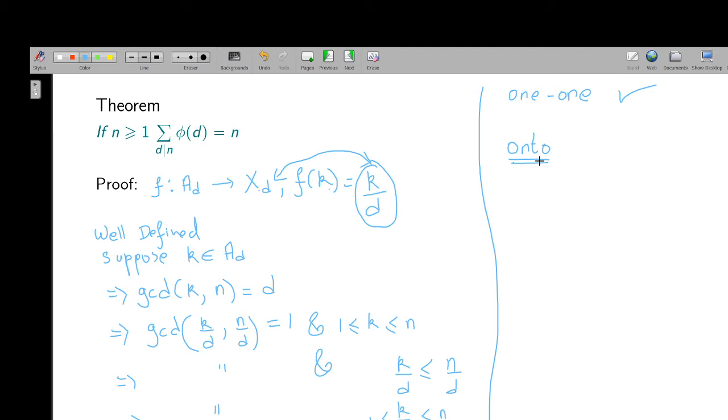Okay. Why is it onto? It is onto because suppose you start with some t inside Xt. I want someone to give me the pre-image of t. What is the meaning of this? This means that GCD of t and n by d is 1. Can someone tell me what you think is the pre-image of t? It's quite natural. What is the pre-image of t?